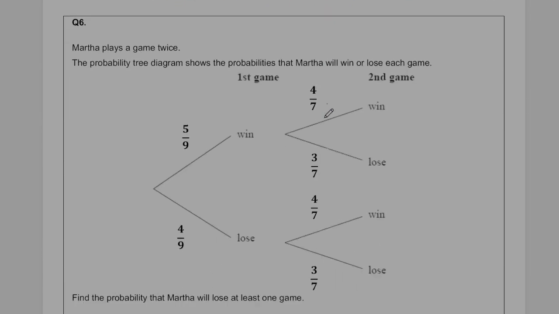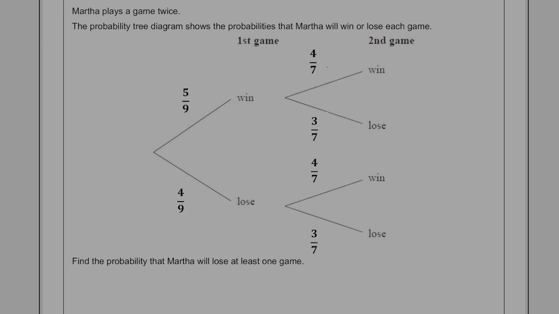Okay, question 6. Martha plays a game twice. The probability tree diagram shows the probability that Martha will win or lose each game. Find the probability that Martha will lose at least one of these games. So losing at least one would be those 3 branches. I could work each one of those out independently and add them together.